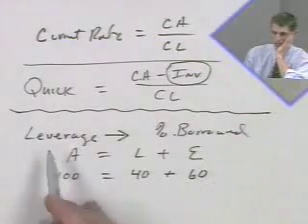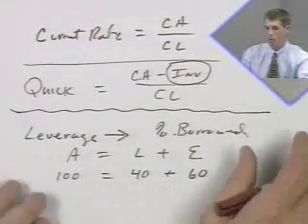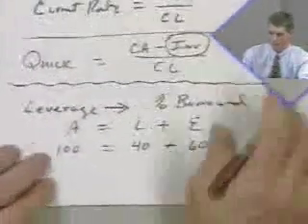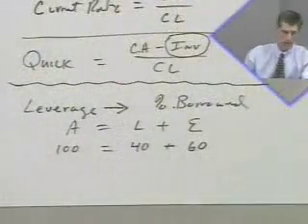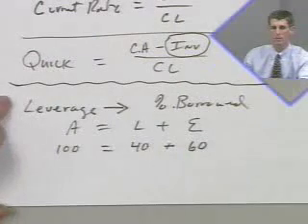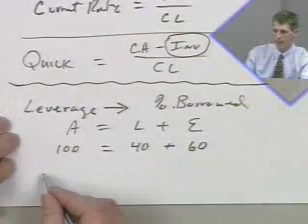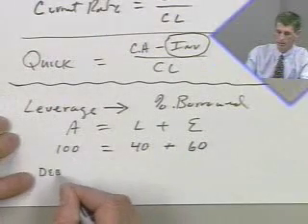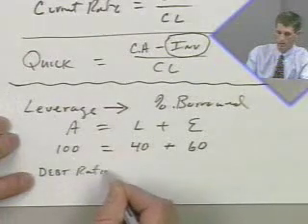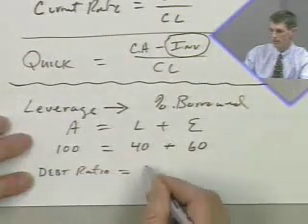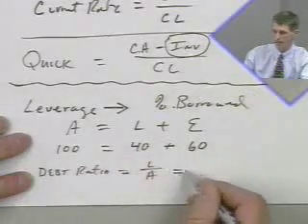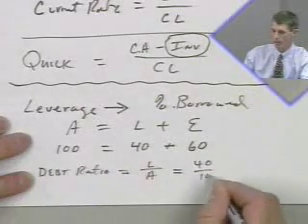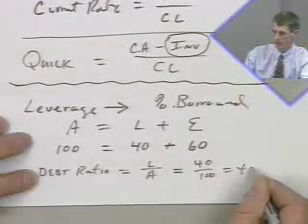Now, one measure of leverage is what's the percent of our assets that are financed through debt? So in this case, what's the percent of our assets financed through debt? 40%. So in this case, what's called the debt ratio. And the debt ratio is simply liabilities divided by assets. In this case, it's 40 over 100, or 40%.